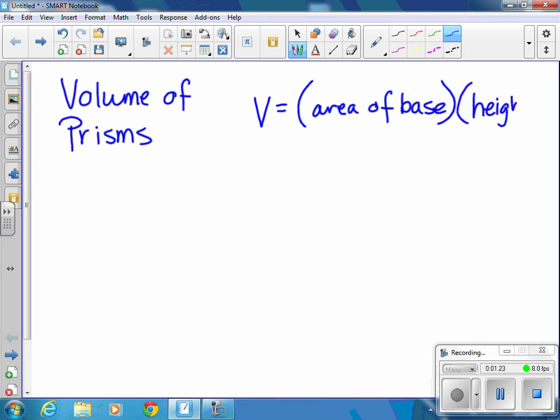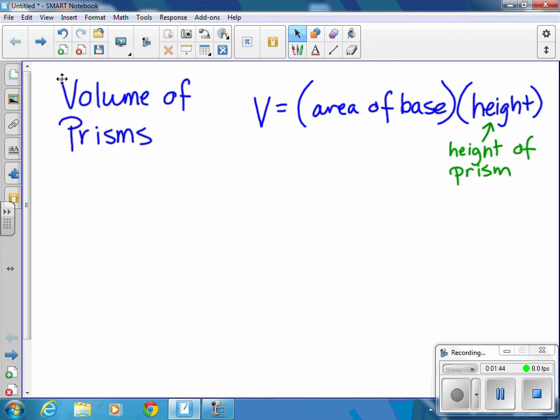Now the key thing to keep in mind is that this height here that we're referring to is the height of the prism itself, because you recall that we have the height of a triangle, and sometimes our prism could have a base that's a triangle. So we have 2 heights that we're actually talking about. We'll see that in just a moment. But right now we're just going to talk about the height of the prism itself.